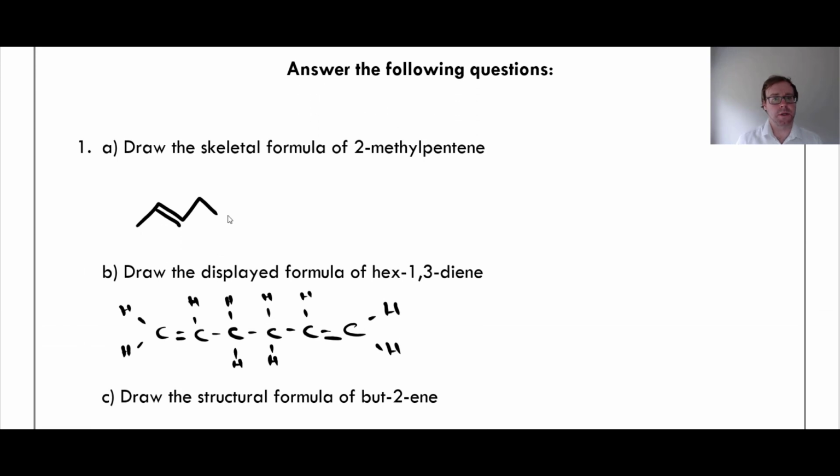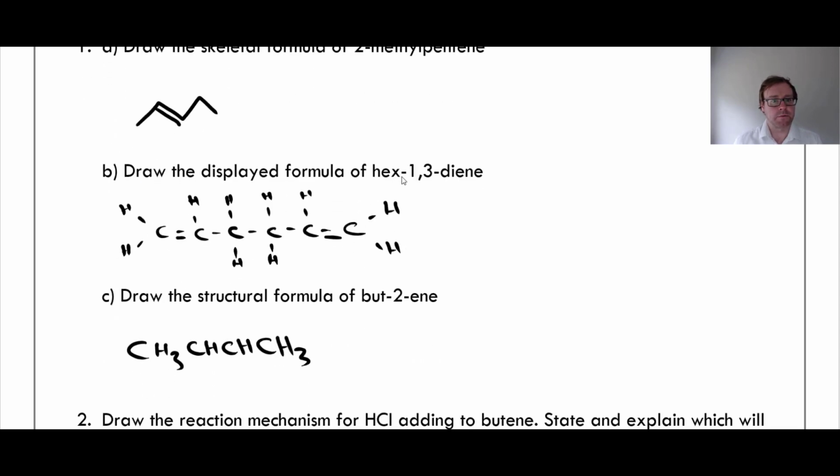So draw the skeletal formula of 2-methylpentene. 2, 3, 4, 5. The alkene is on the second carbon. Draw the displayed formula of hex-1,3-diene. So 1, 2, 3, 4, 5, 6. 1, 2. Oh, I've drawn it wrong. That's a good start, isn't it? I have drawn hex-1,3,5-diene. So this should be H, and this should be 1, 2. No, that helps if I do it in the right place again.